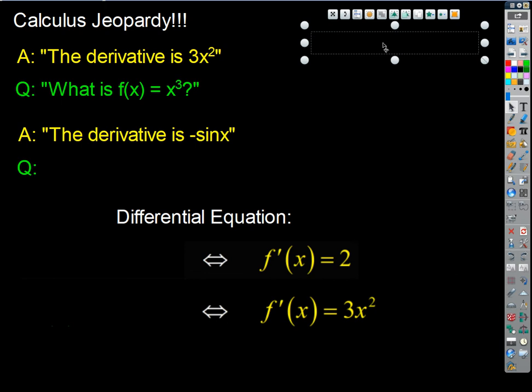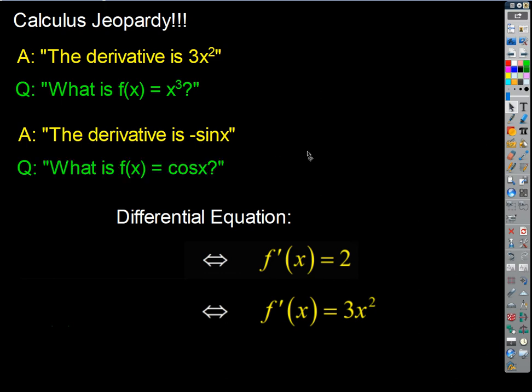Because the derivative of x cubed is 3x squared, right? And we'll talk about the constant of differentiation soon. We're getting there. So what about this one? If the derivative is negative sine x, what's going to be the question? What is f of x equals cosine x, right? Would be one of the many examples.